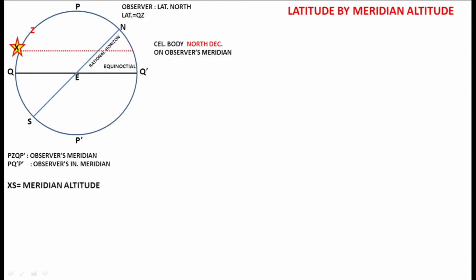So how do we go about calculating our latitude once we know the altitude of a body when it is on our meridian? So ZX is our altitude. It can't be on the other side because the other side is more than 90. Altitude can never be more than 90, so XN is not altitude. Altitude will always be less than 90. XS, 90 minus altitude, ZX, zenith distance.